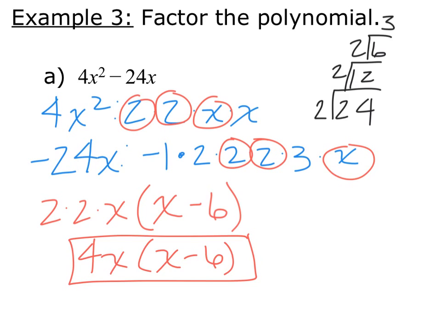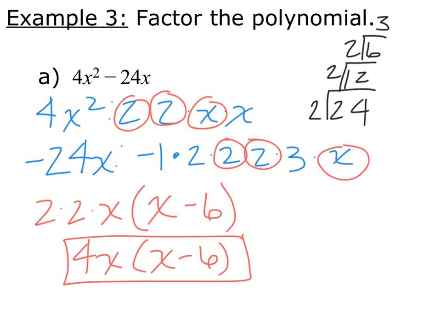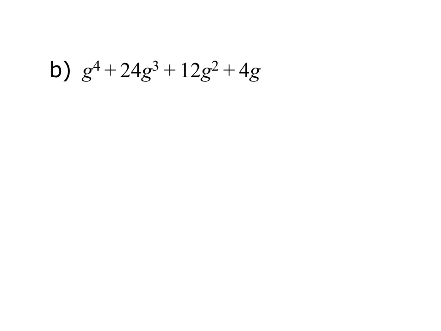All right. One more example. Are you ready? Example B, same directions. We're going to factor. We've got g to the 4th plus 24g cubed plus 12g squared plus 4g.